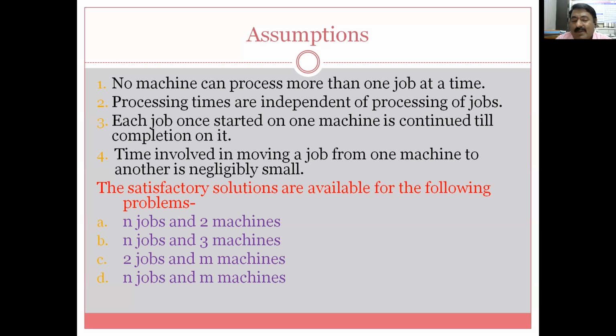The satisfactory solutions are available for the following problems. So there are different problems. Here 4 cases are given for which satisfactory solutions are available. If you can see here, n jobs and 2 machines, where n indicates the jobs; n jobs and 3 machines, meaning 2 work centers, 3 work centers, and n number of jobs are there. Then 2 jobs and m machines, and n jobs and m machines. So only 2 jobs are there and many machines, and many jobs and many machines.